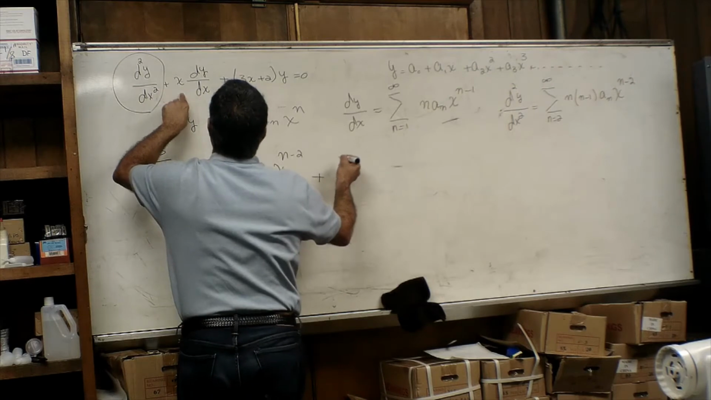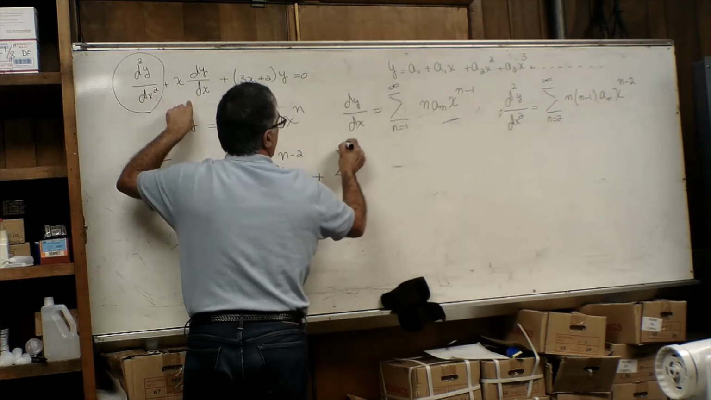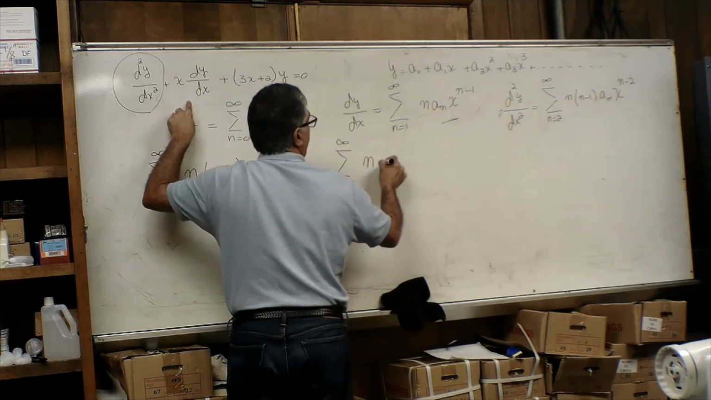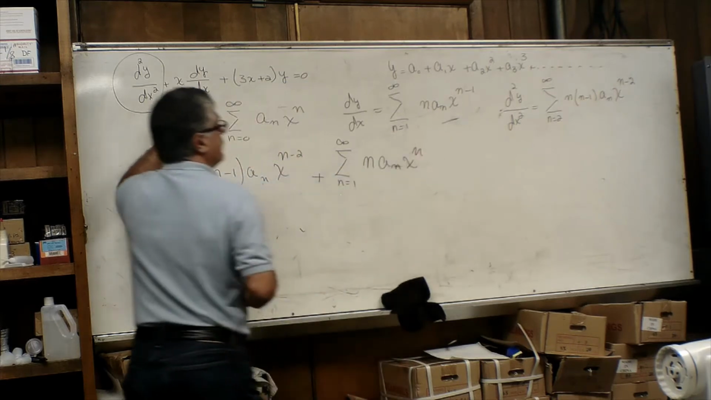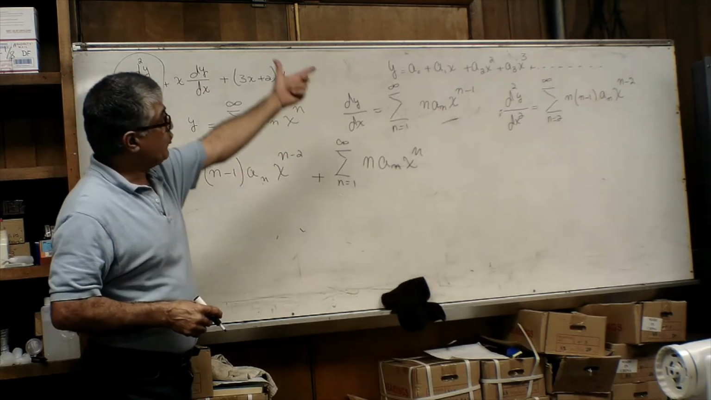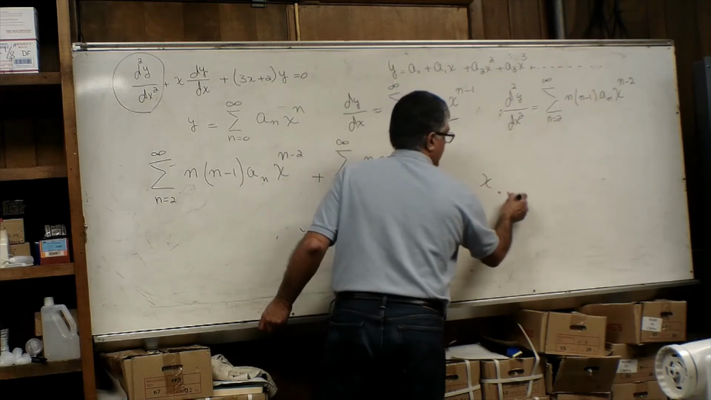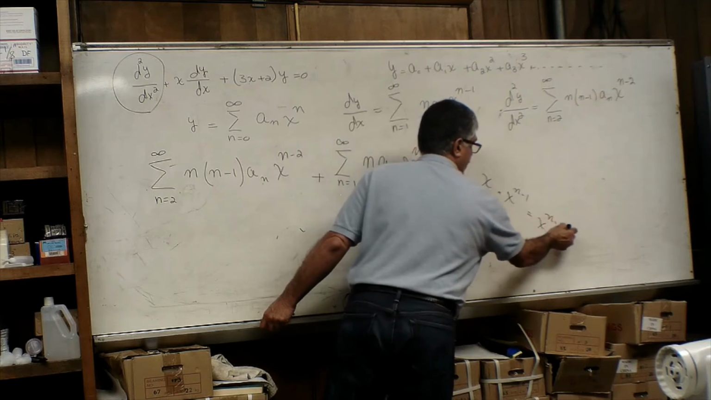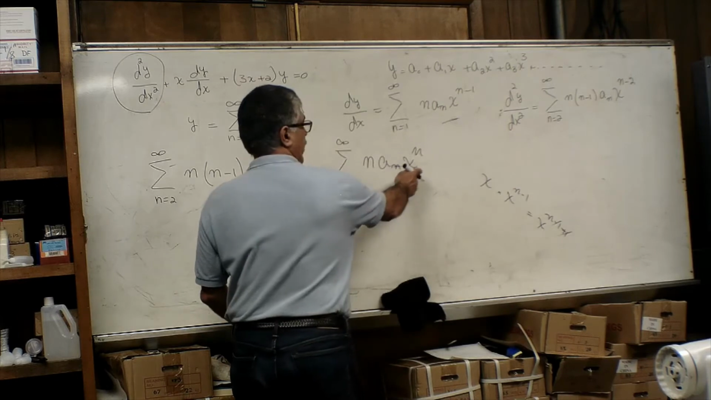So this will be plus the summation of n from 1 to infinity of n an x to the power n. Because we multiply this x by that x to the power n minus 1, x multiplied by x to the power n minus 1 is equal to x to the power n minus 1 plus 1. Minus 1 and plus 1 will cancel, so we're going to have x to the power n.